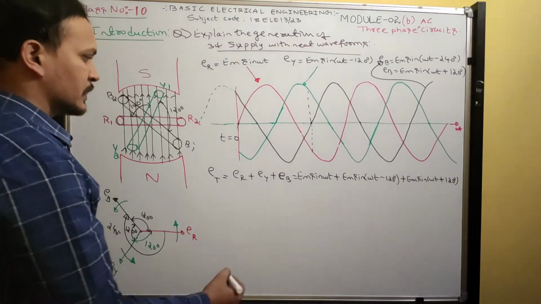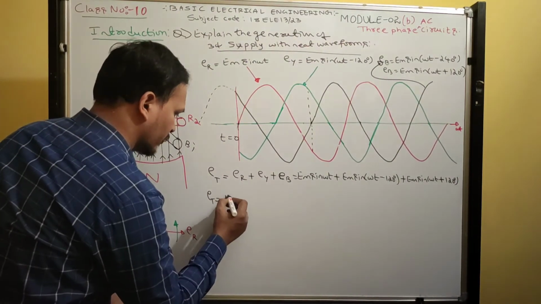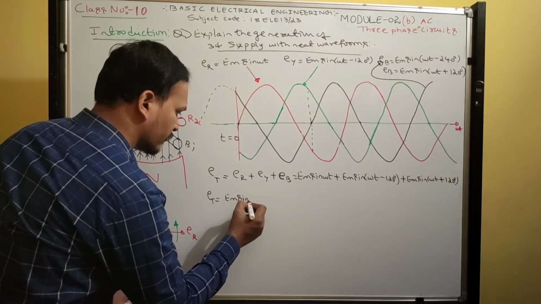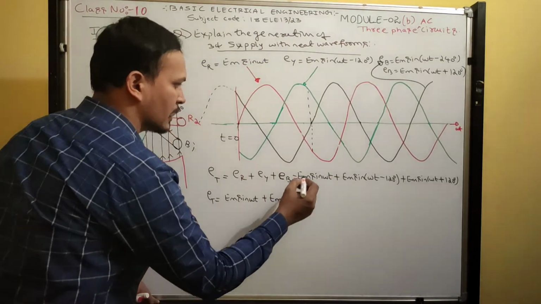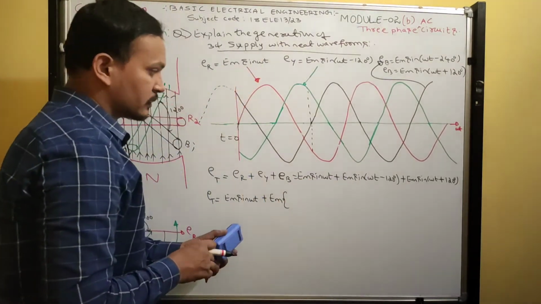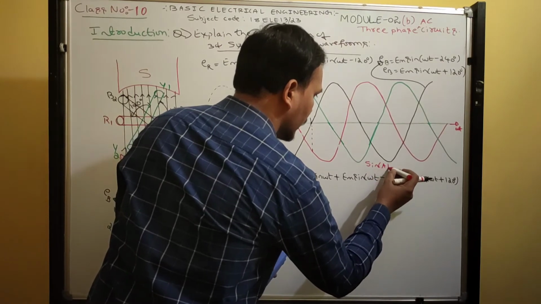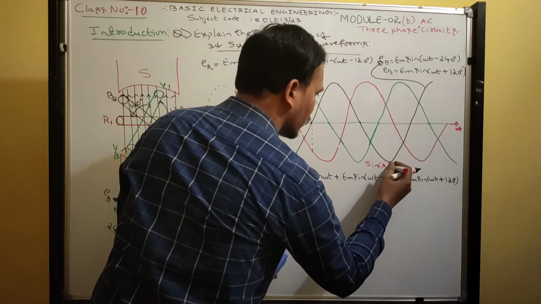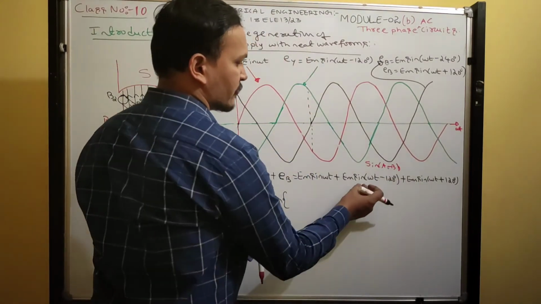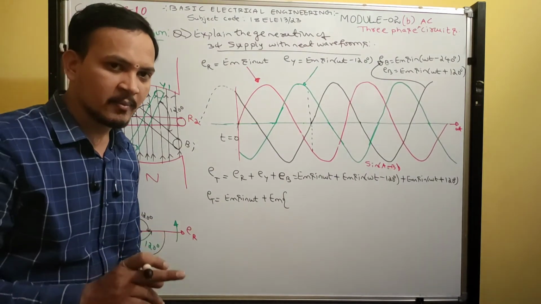Okay. See now, ET is equal to EM sin omega t plus EM. Observe carefully. Okay, now look here. This is in the form of the sin A plus B, sin A minus B formula. The term sin omega t minus 120 is in the form of sin A minus B.